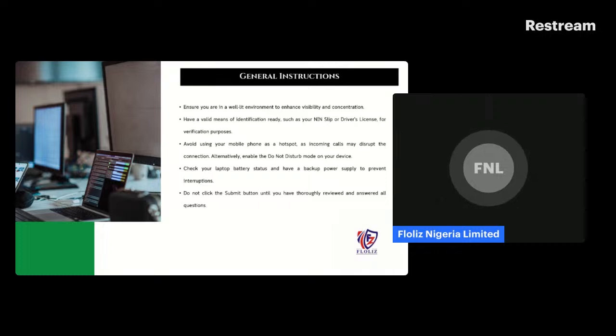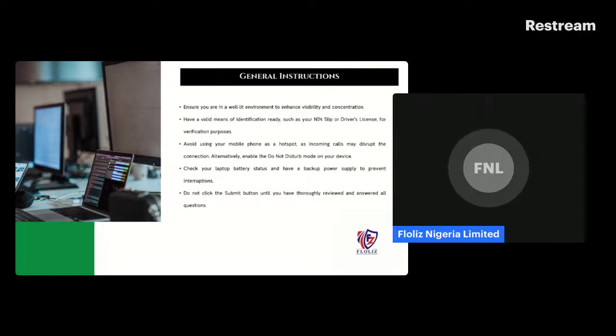Also, you have to ensure that you avoid using your mobile phone as your hotspot because incoming calls may disrupt the connection. And alternatively, you may have to put your phone on do not disturb mode if you intend to use your mobile device as your internet connection.